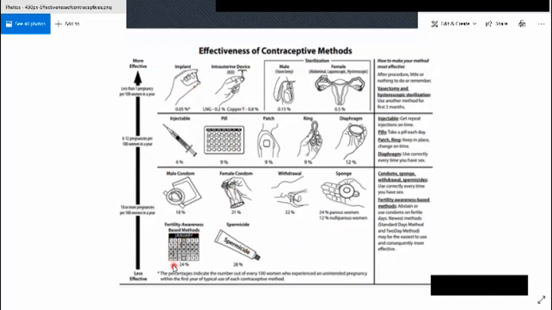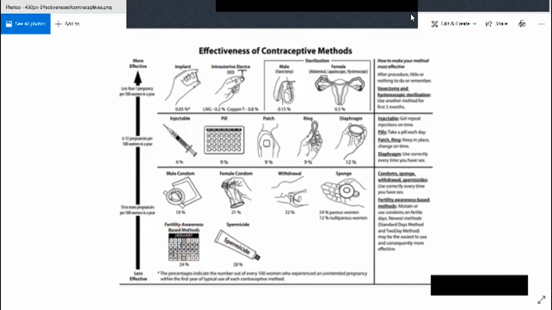If you go from this to this, you can see which methods are least effective and which methods are more effective. How did they decide which method is more effective or least effective? It is described on the basis of unintended pregnancies faced by the people who followed this method. One of the least effective methods is the fertility awareness method, that is periodic abstinence.